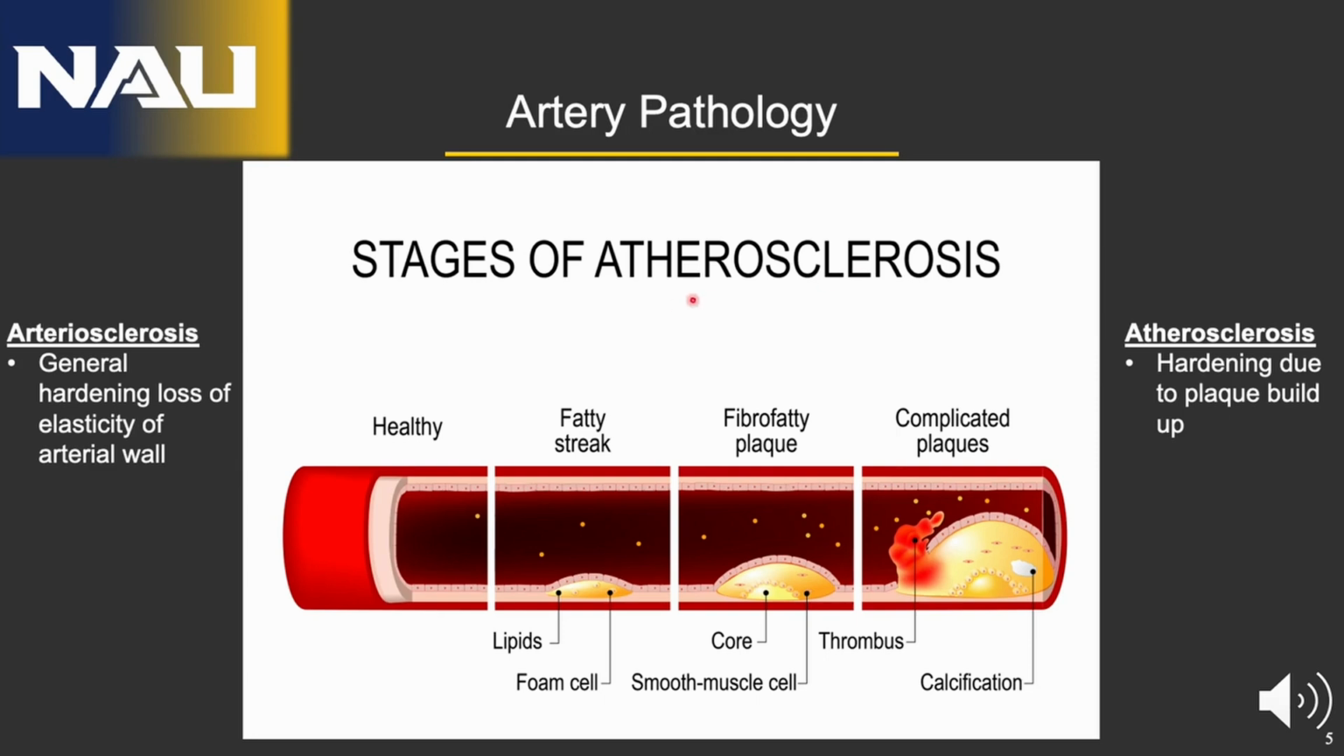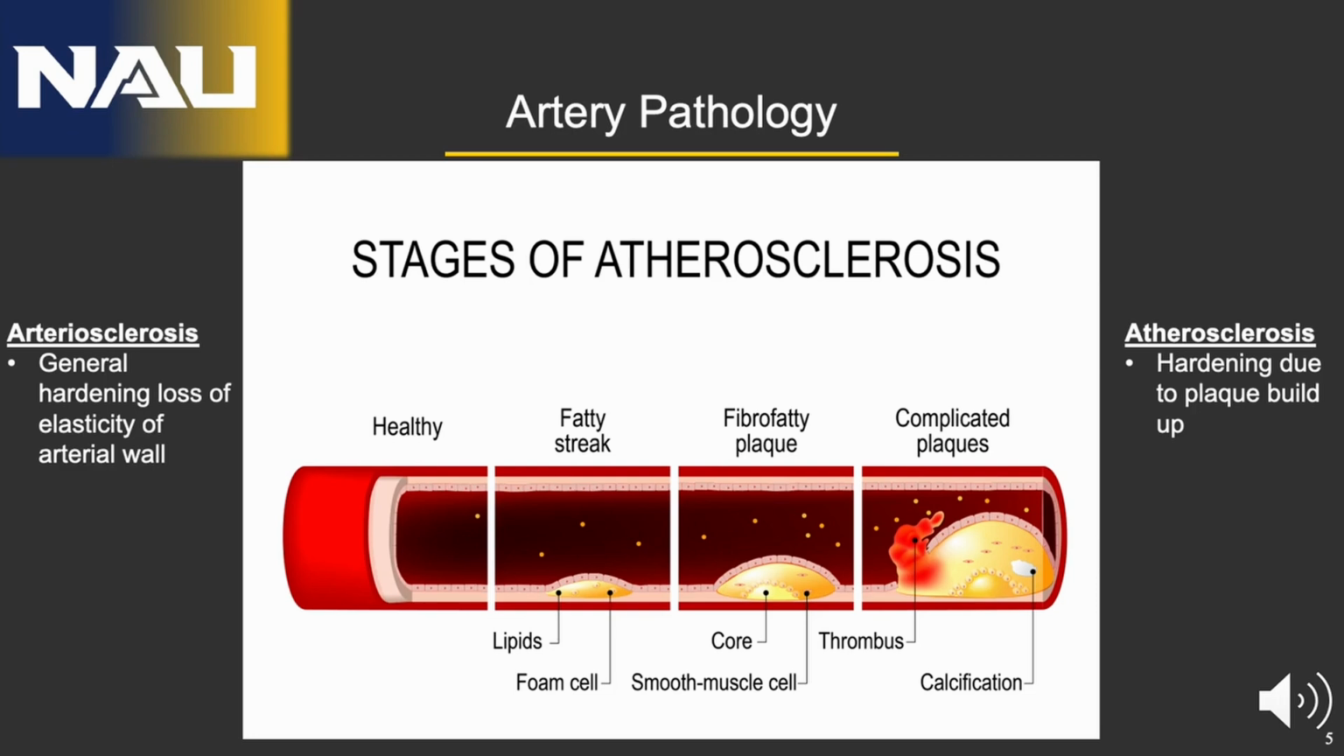This refers to the general hardening and loss of elasticity in the arterial walls. This can occur naturally with aging, but is often exaggerated by hypertension or high blood pressure and other factors. Unlike atherosclerosis, arteriosclerosis involves the thickening and stiffening of the entire arterial wall.